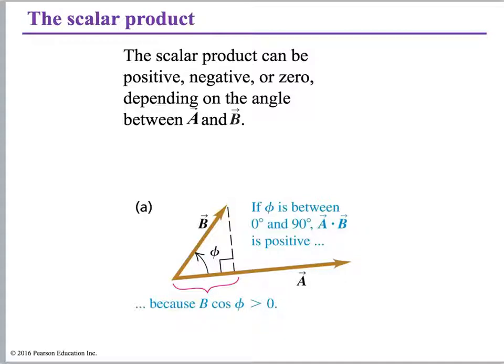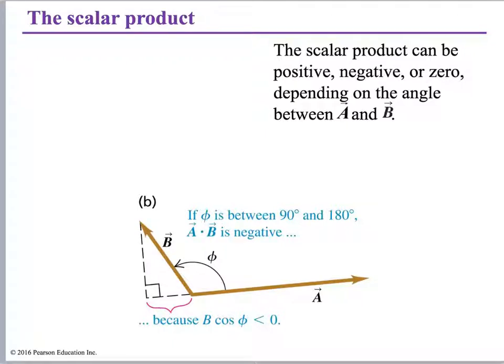So the scalar product can have positive values, negative values, or it can be zero. It all depends on what the angle is between the two vectors. Basically, if the angle is an acute angle, that is that it's somewhere between 0 and 90, then B cosine theta will be a positive value, and so you'll get a positive value of A dot B. So in this case, A dot B will be greater than 0.